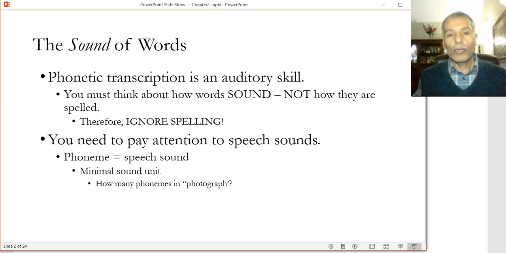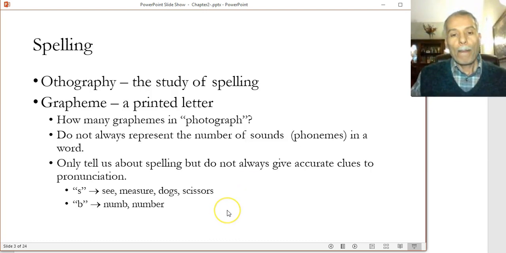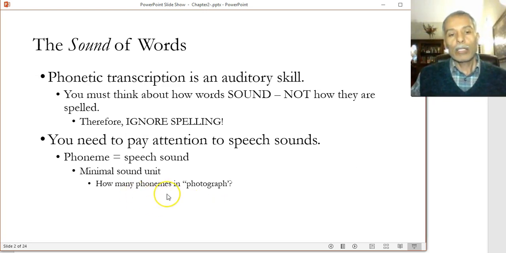So it's important for you, again, keep in mind, you're looking for sounds, and the sound that you say and you hear is a phoneme. So let's see how many phonemes are in the word photograph. How many do we have? Well, you did well.